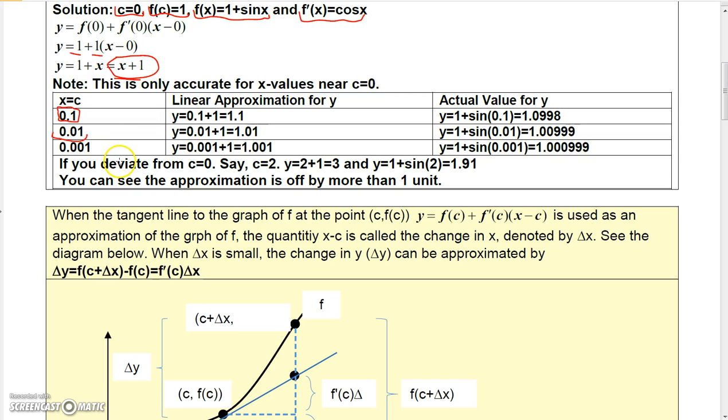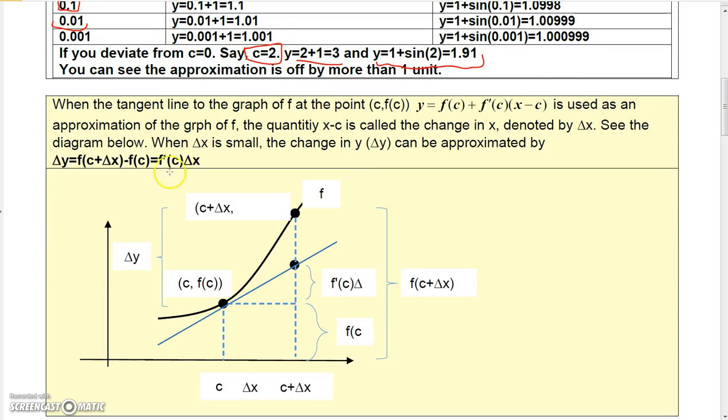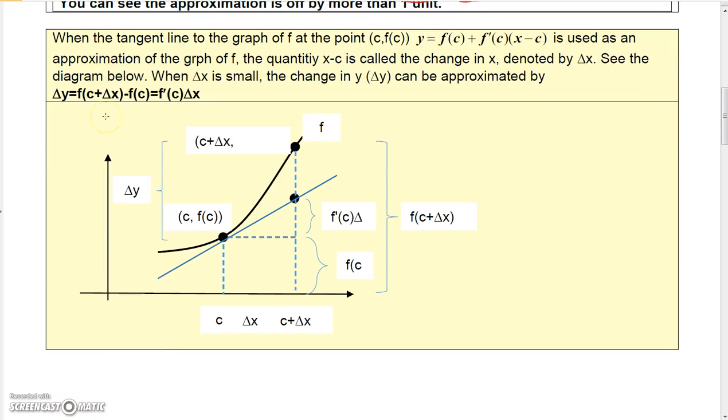Now, that works as long as the value we're approximating at is near the value c, which was 0. But if we get farther away from 0, like say x equals 2, then the linear approximation starts losing ground. Notice here the linear approximation would be 3, but the actual value is actually less than 2. So we need to stick close to that c value if we use this type of approximation.